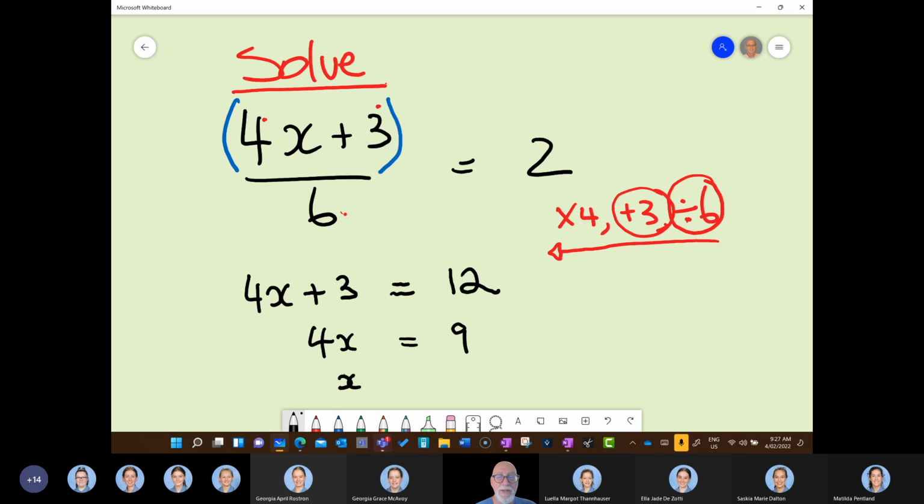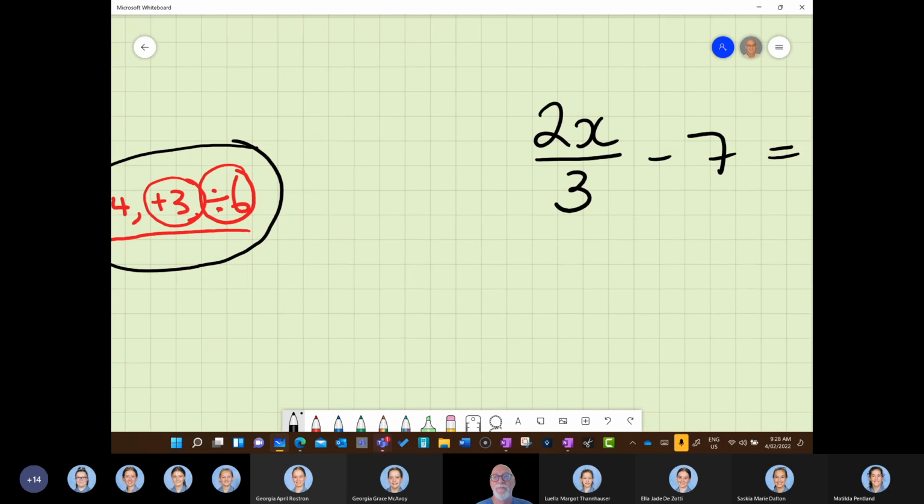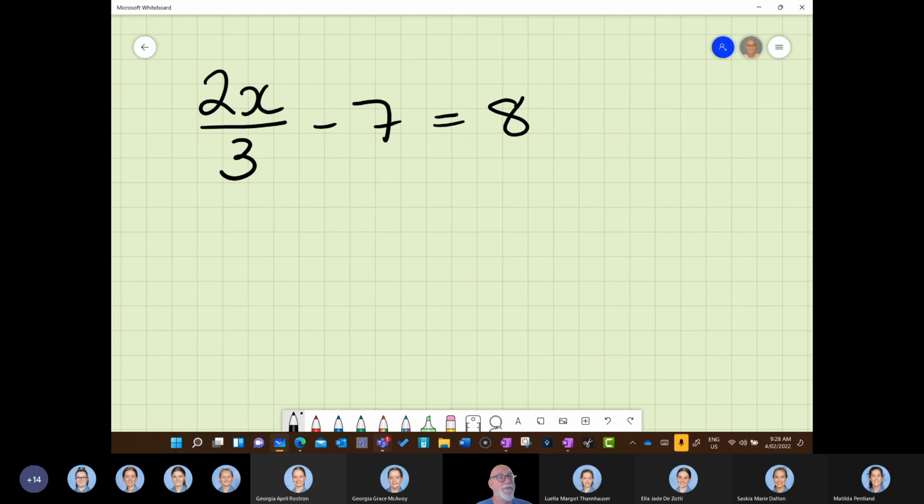On the right-hand side, 9 on 4. Okay, so this is called backtracking. Sometimes it's really useful to backtrack if you're not sure what to do first. Grab a second one. So different sort of fraction here.